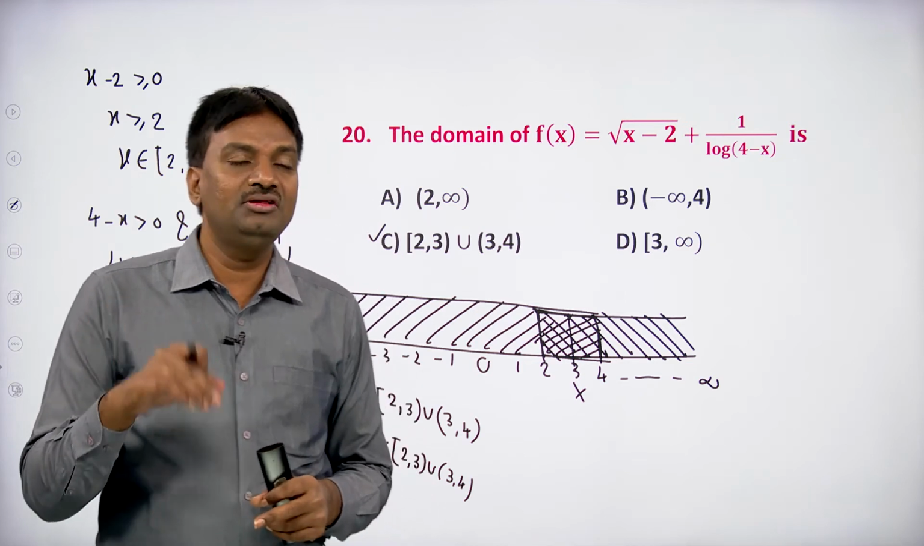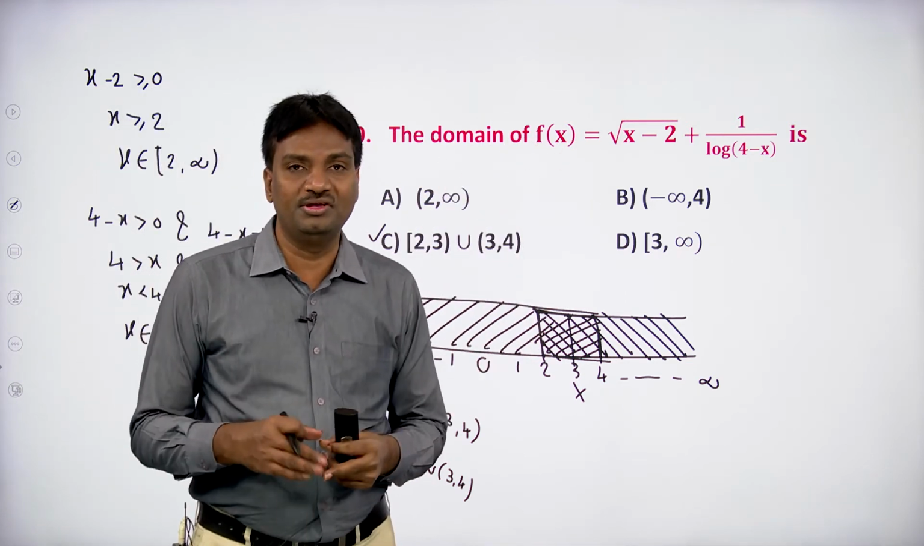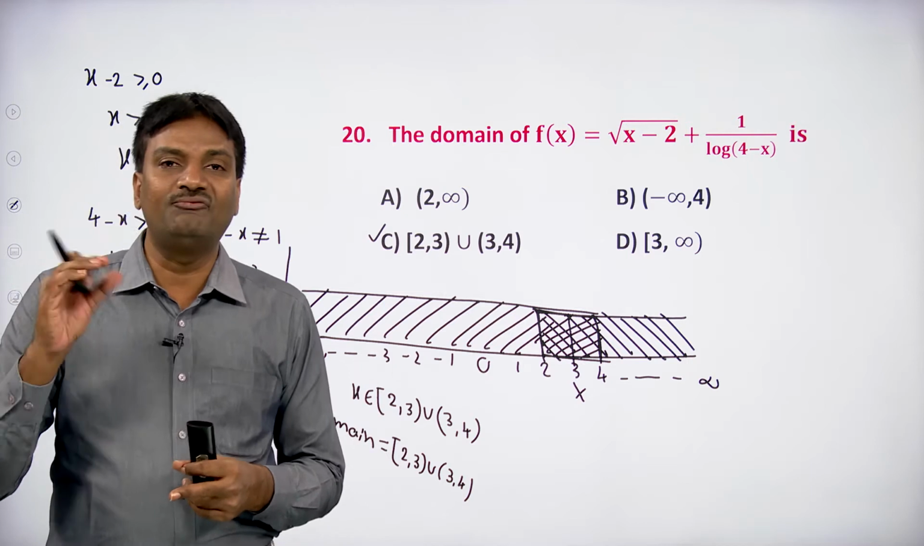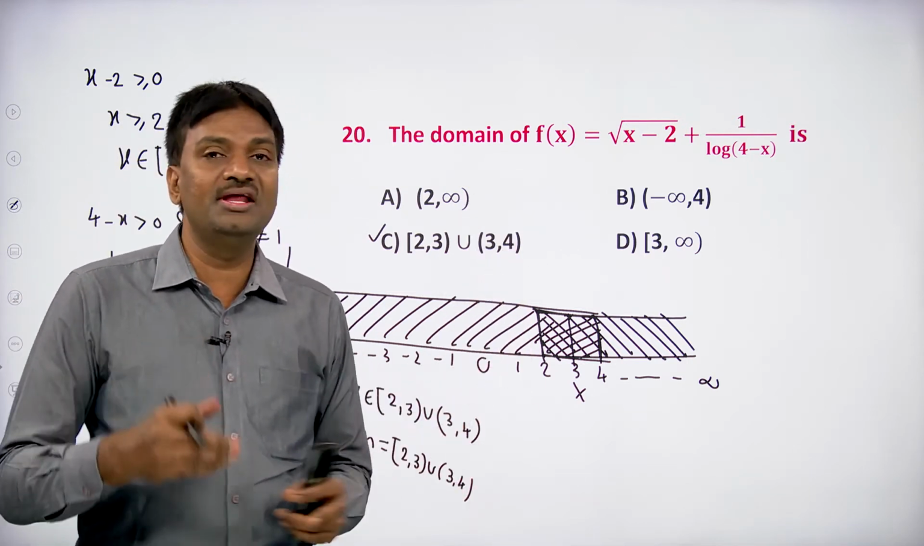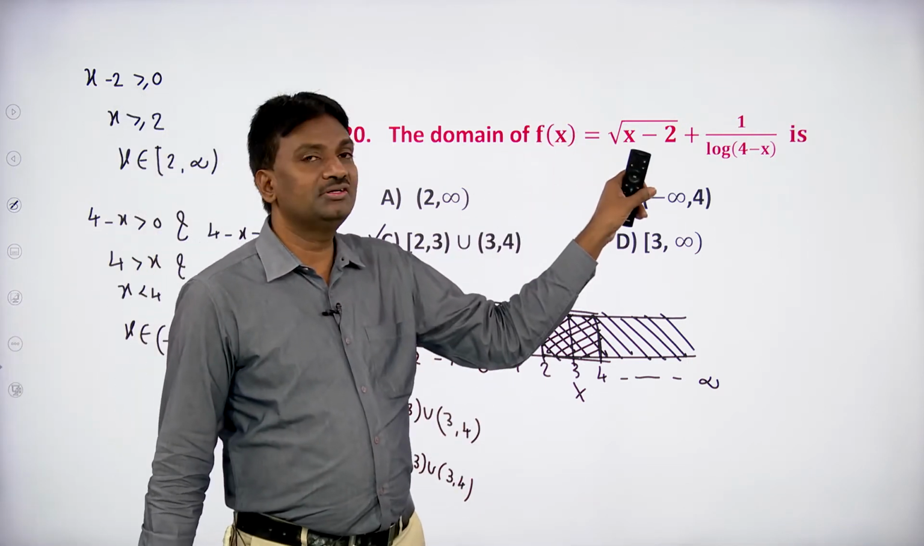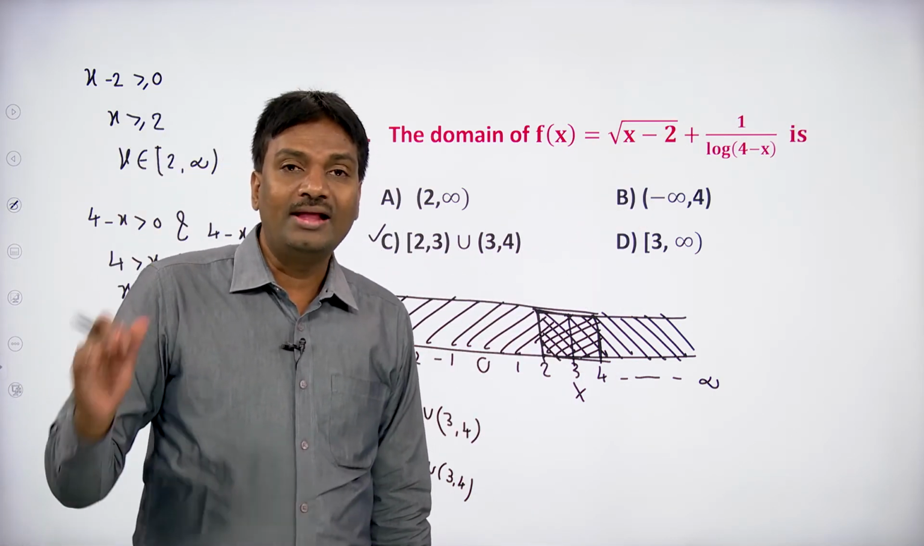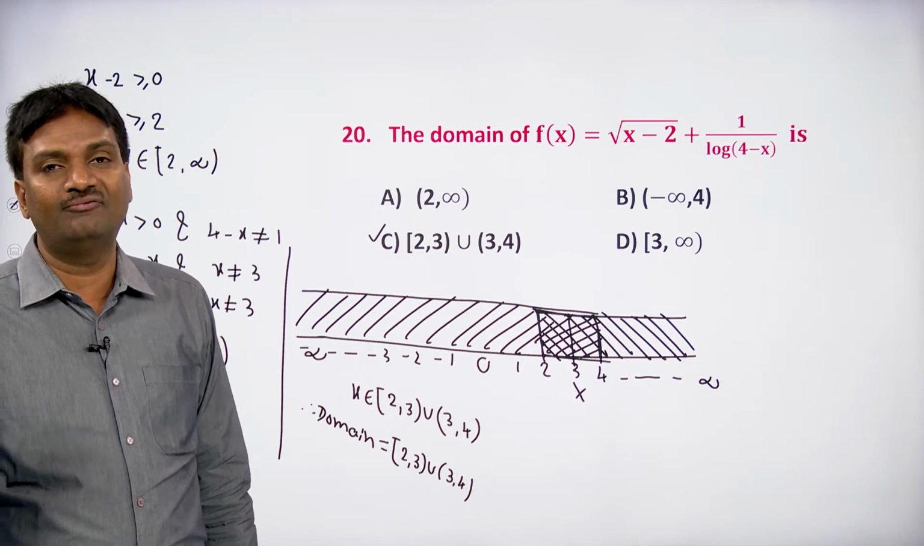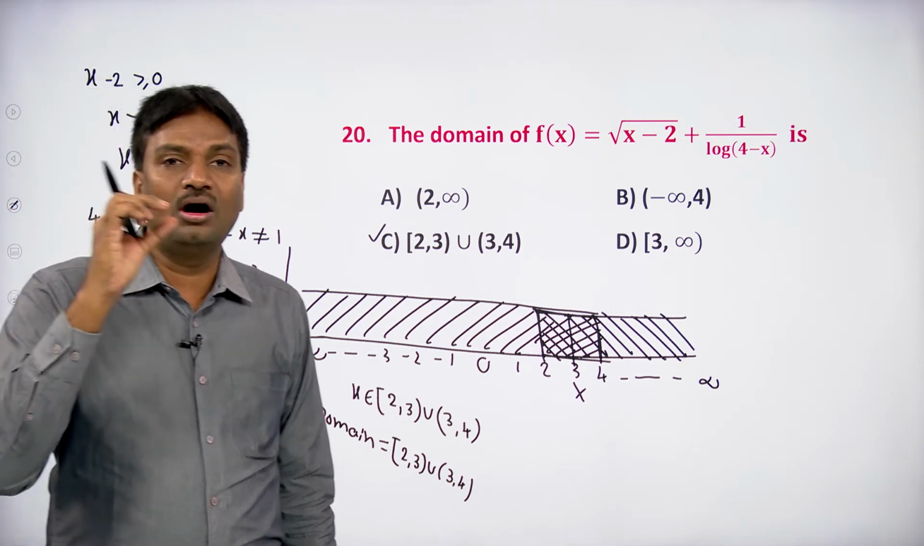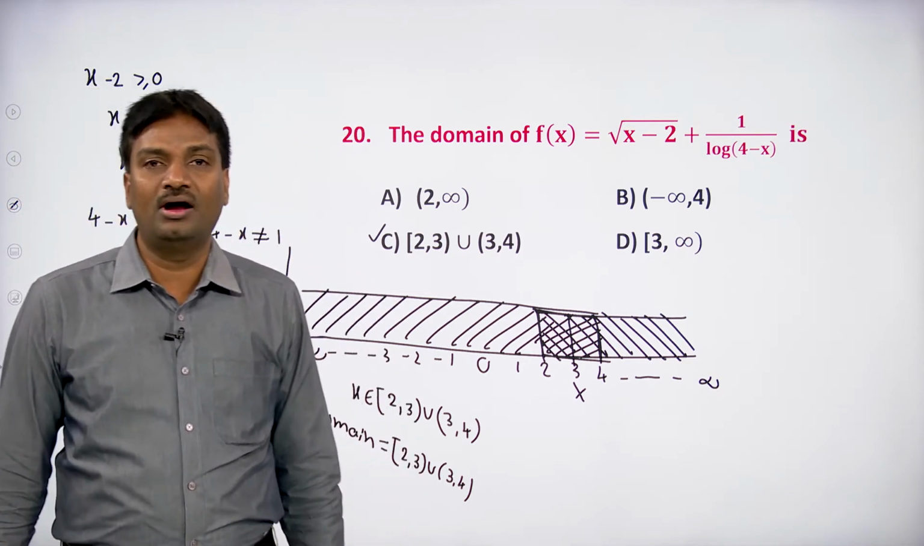The difference between the above problems and this problem is, in the above problems we have only one function, but here we have the combination of two functions. The first function is root x minus 2, the second function is 1 by log of 4 minus x. When the given function contains more than one function, find the domain of each function.